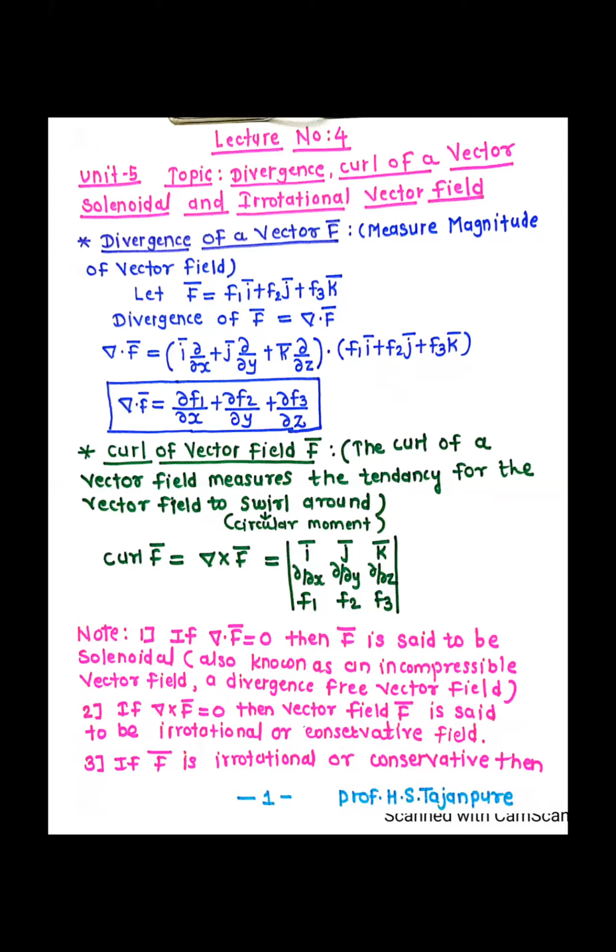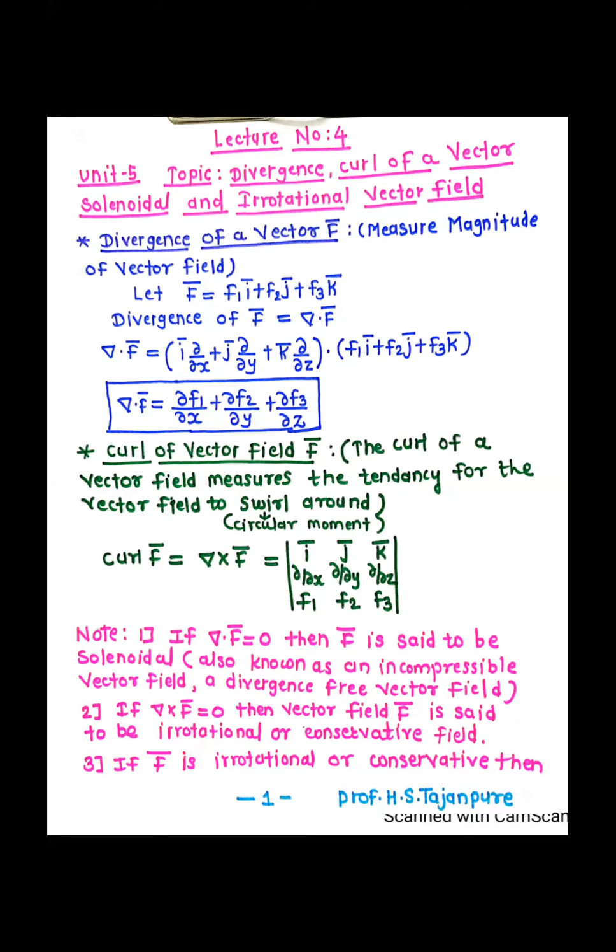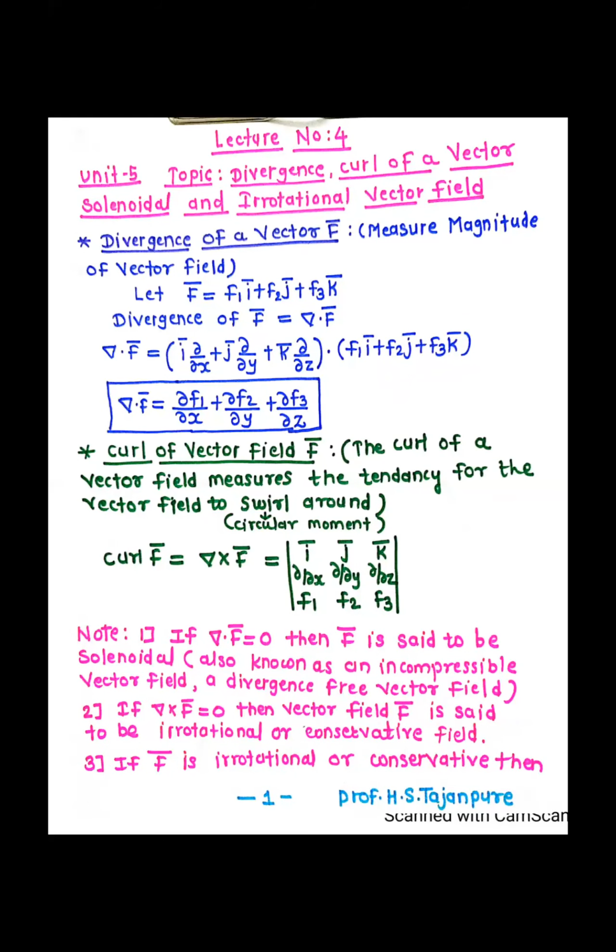Now move toward the next point, that is the curl of the vector field f bar. The curl of the vector field measures the tendency for the vector field to swirl around, that is the circular movement, that is the rotation. So we can find the rotation of the vector field by finding the curl. Now let us see how to find that curl.